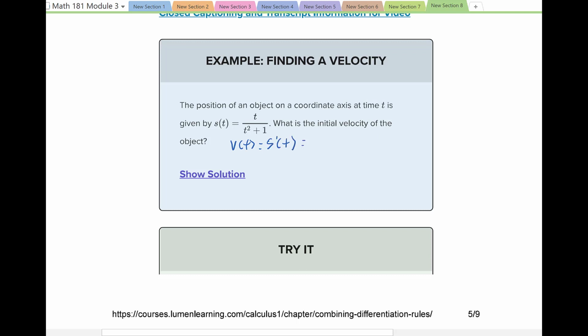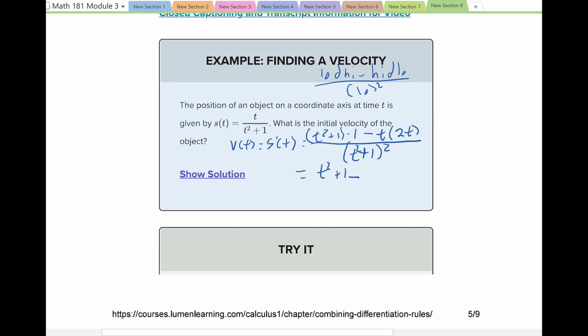So that's going to be, remember our low d high minus high d low, all over the square of what's below. So we're going to have low, which is t squared plus 1, d high, which is a 1, minus high, which is a t, d low, which is a 2t, all over t squared plus 1 squared. So that's going to be t squared plus 1 minus 2t squared all over t squared plus 1 squared.